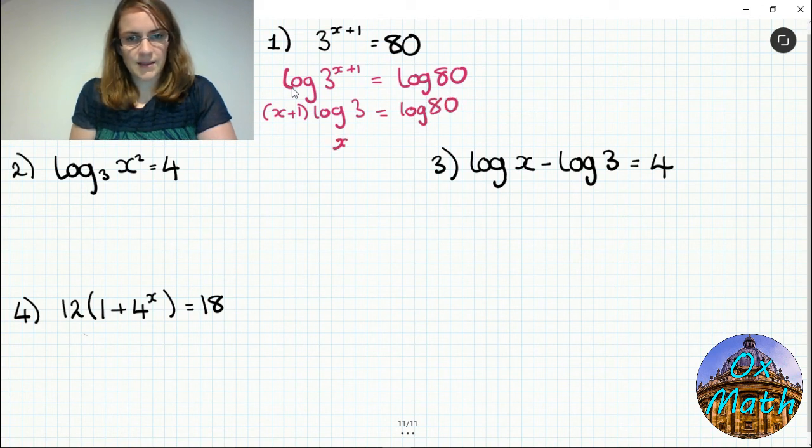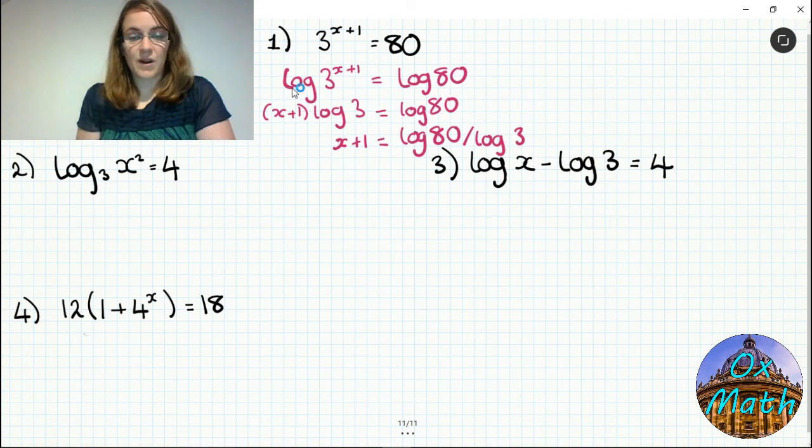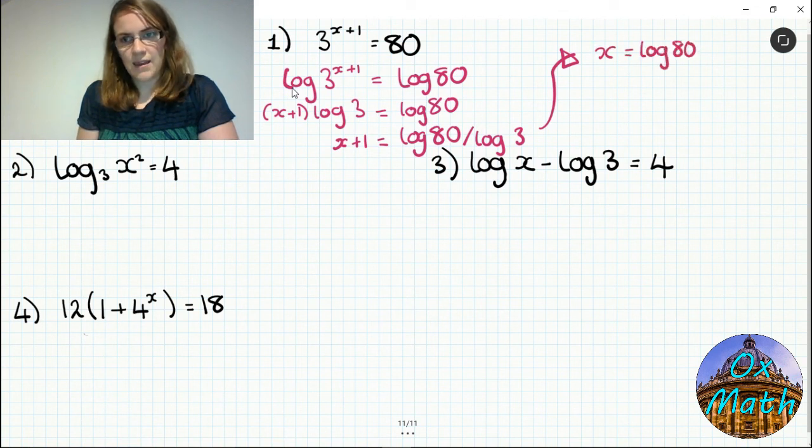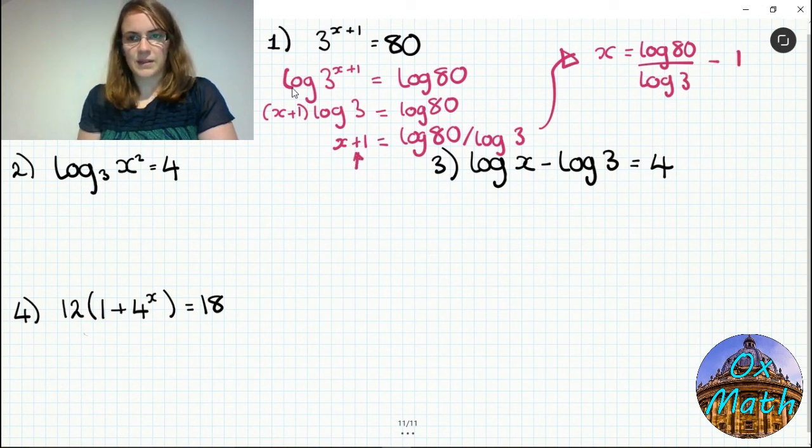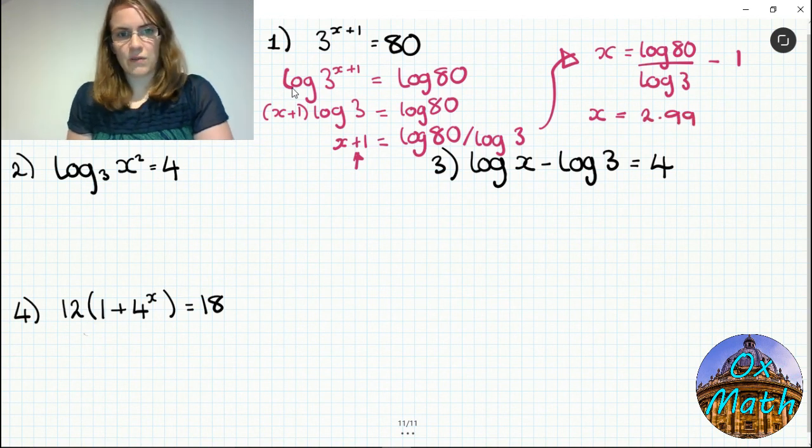So x plus 1 is equal to log 80 divided by log 3. Now I've done a slash there, that is just divided by, I ran out of room. And then x is going to be log 80 over log 3 minus 1 to get rid of this plus 1 and get x on its own. If you type that into your calculator, you will get a value of 2.99.